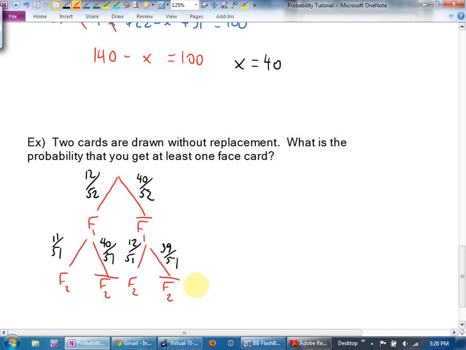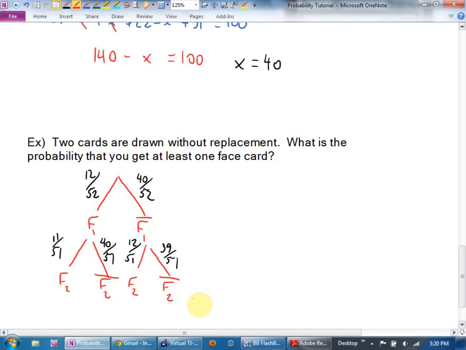What does at least one face card mean? One or two. Now, I could go this branch, or this branch, or this branch, or as a faster way, I could use the complement, one minus this branch, because one minus none is at least one. Either of those would be just fine.